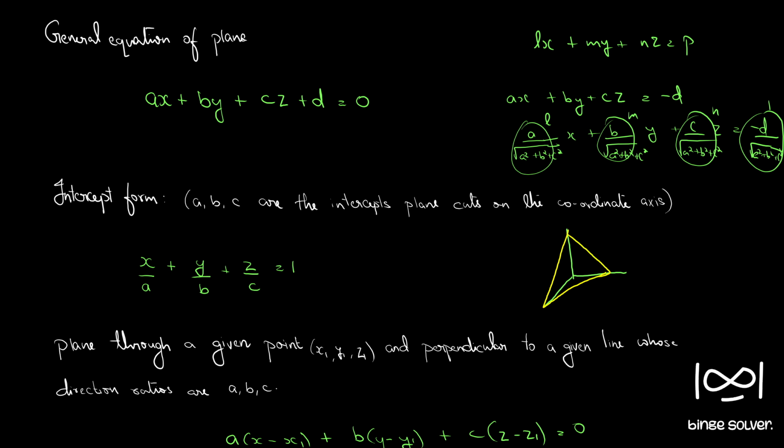Okay, this is the plane. Let this triangle be the plane; it is extending in each direction, but it is making an intercept a with the x-axis. This is the x-axis, this is the y-axis, and this is the z-axis. So it is making an intercept a with the x-axis, b with the y-axis and c with the z-axis. This is the intercept form. If we know these intercepts a, b, c, we can construct the intercept form of the plane, which will be x by a plus y by b plus z by c equal to 1.